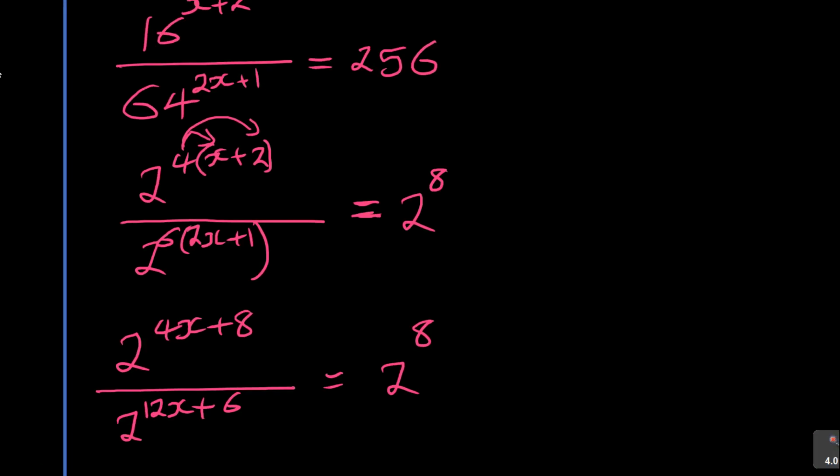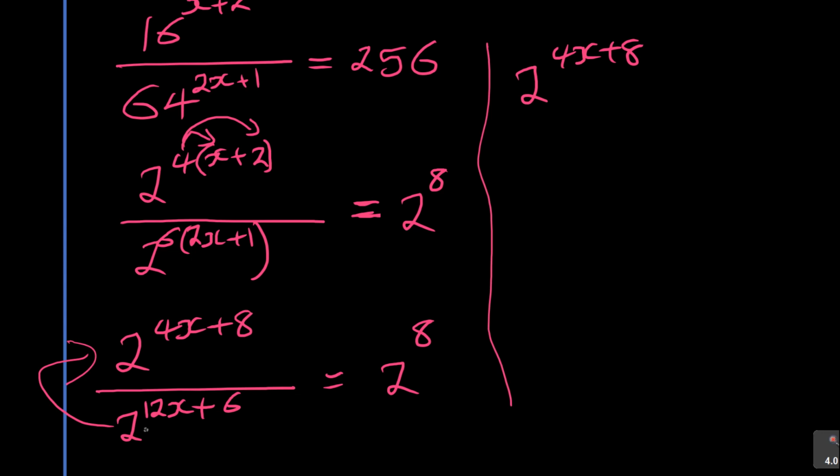Now from here, let me just divide my space here. Take everything to the top, and you know what to do, interchange the signs. So you have got what? 2 to the power of 4x plus 8, right? Now we are taking the other on top, positive 12x, negative 12x. Positive 6, negative 6, all right, is equal to 2 to the power of 8.